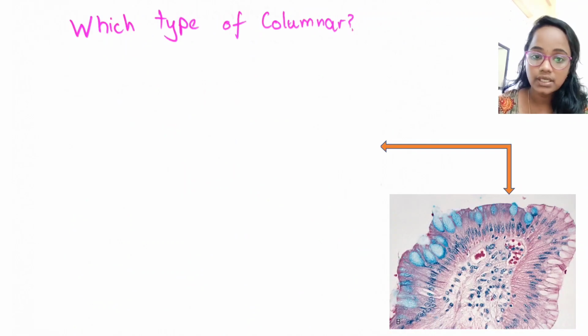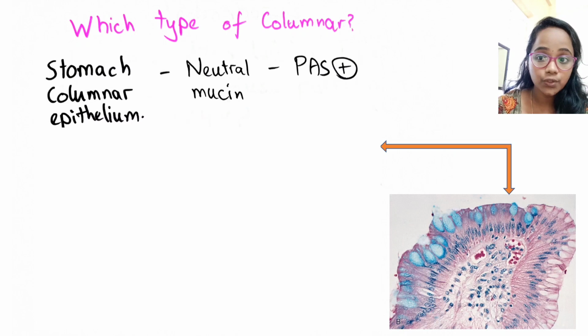That is important. In the stomach there is a columnar epithelium, and in the intestine there is also a columnar epithelium. But in the stomach, the columnar epithelium has neutral mucin. Why? Because the stomach is acidic in nature. That is why the columnar epithelium has neutral mucin in it. So it is stained by PAS. So stomach columnar epithelium is PAS positive.